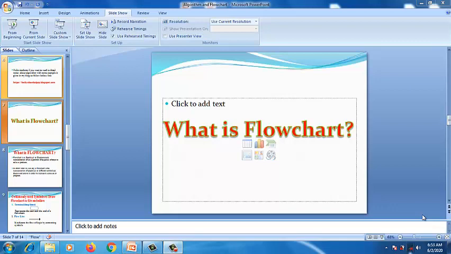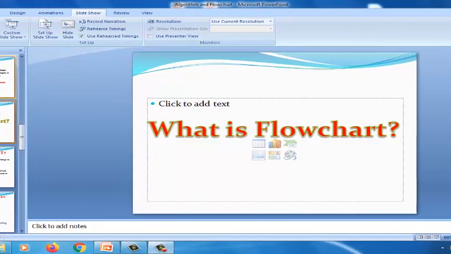Today's lecture we are going to learn about flowchart. What is a flowchart and which different types of graphical symbols are used to design a flowchart. Let's now first see our definition.